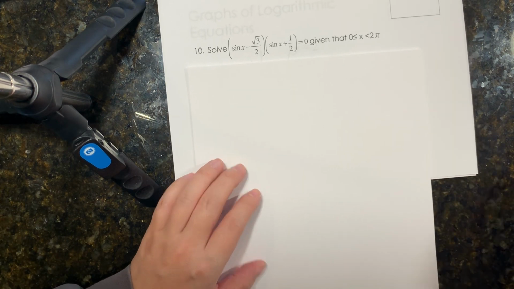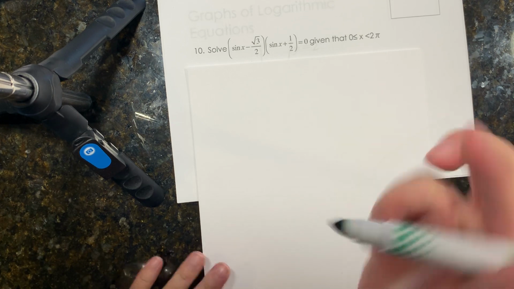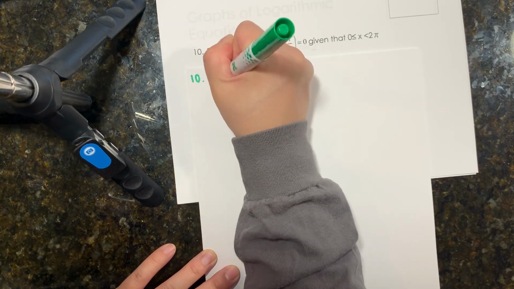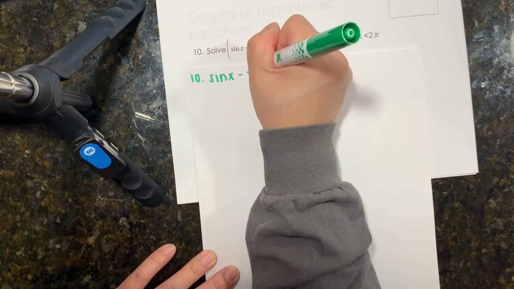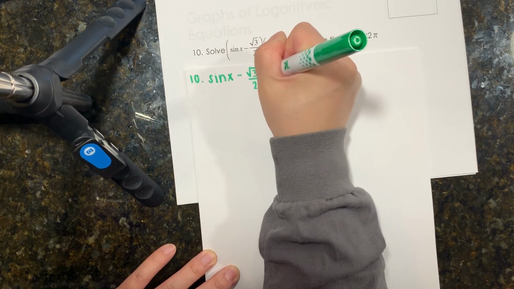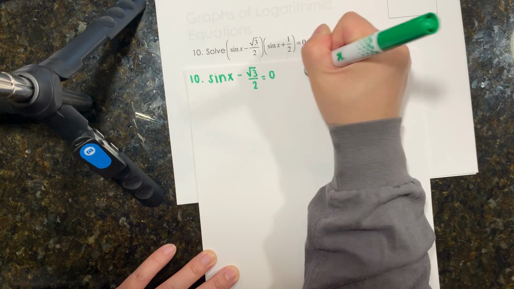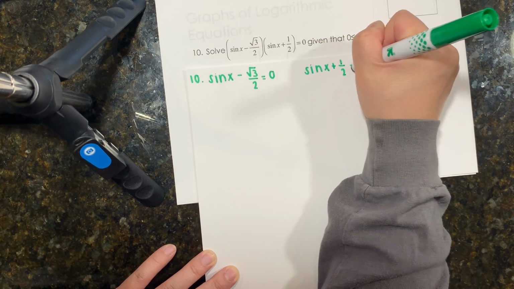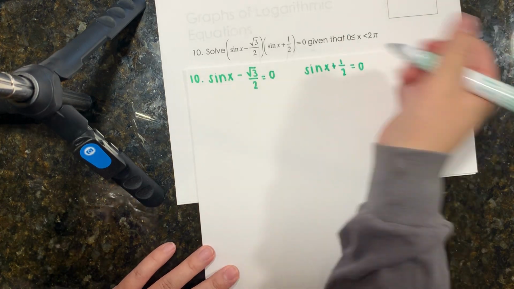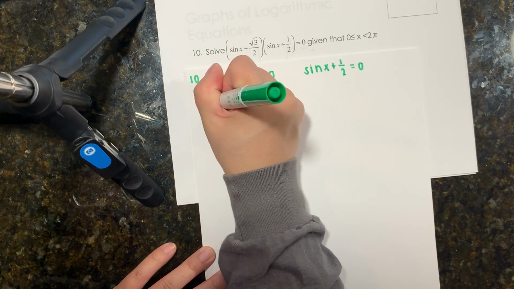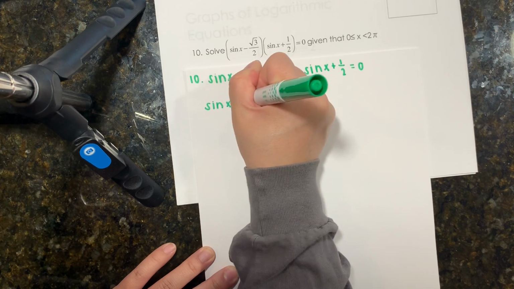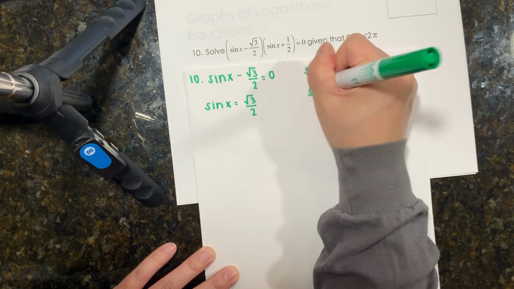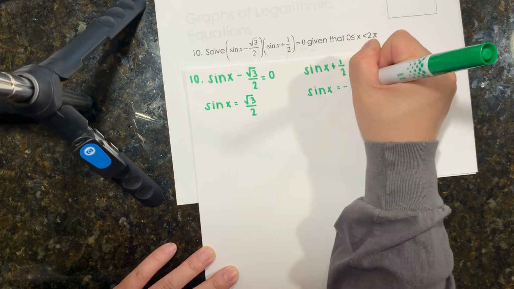So for number 10, the first thing that I'm going to do is split these into 2 separate equations. So I get sine x minus root 3 over 2 equals 0, and then sine x plus 1/2 is equal to 0. I'm going to move both to the other side, so I get sine x equals positive root 3 over 2, and then sine x is equal to negative 1/2.